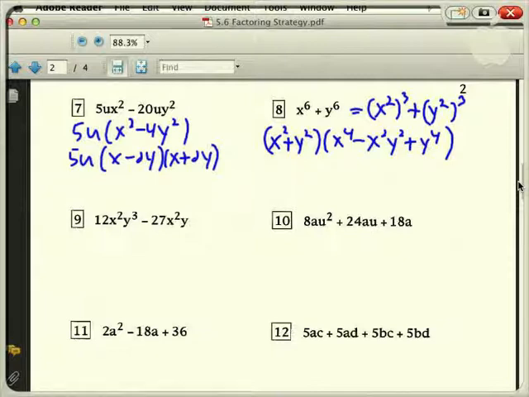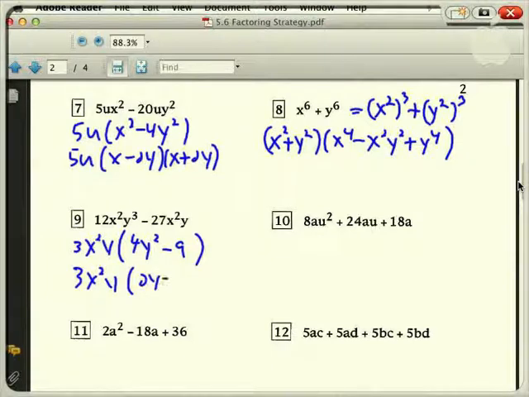In number 9, we can take out a 3x squared y. So that'd be 4y squared minus 9. And we can factor that further. That'd be 2y minus 3 times 2y plus 3.